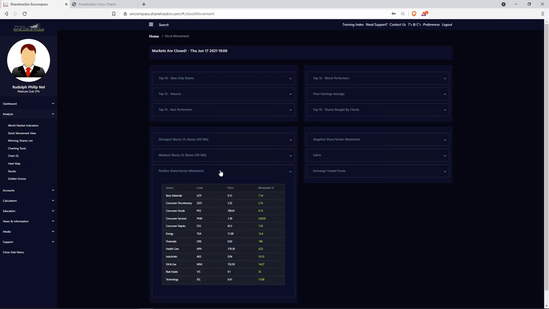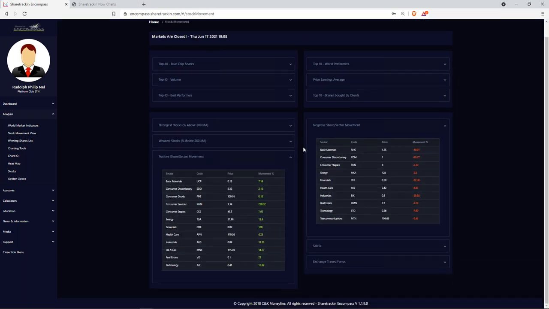Then your positive share sector movement and negative share sector movement. So underneath these, you'll find the best shares in that particular sector, or the worst share in that particular sector. So if we look at basic materials, UCP was the best share for today in that sector. And underneath basic materials, RNG was the weakest stock in basic materials, right? And the same goes for consumer goods and consumer services and energy and financials. So it only shows you the best shares in those sectors or the worst shares in those sectors.